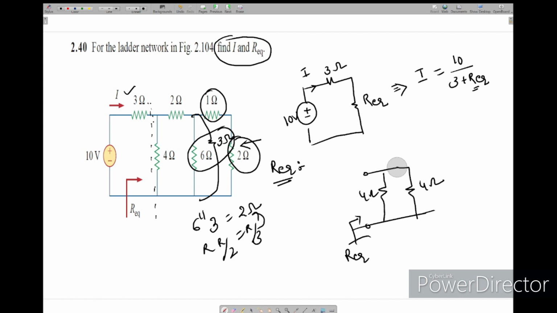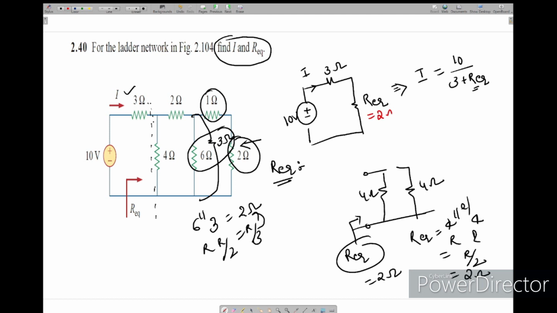Now finally R equivalent will be 4 parallel with 4. How much will we get? R by 2, means we get 2 ohm here. So R equivalent will be 2 ohms. Now the current I equals 10 by 3 plus R equivalent, 10 by 3 plus 2. Now 10 by 5 equals 2 amps. So we got current equal to 2 amp. R equivalent is 2 ohm for this network.